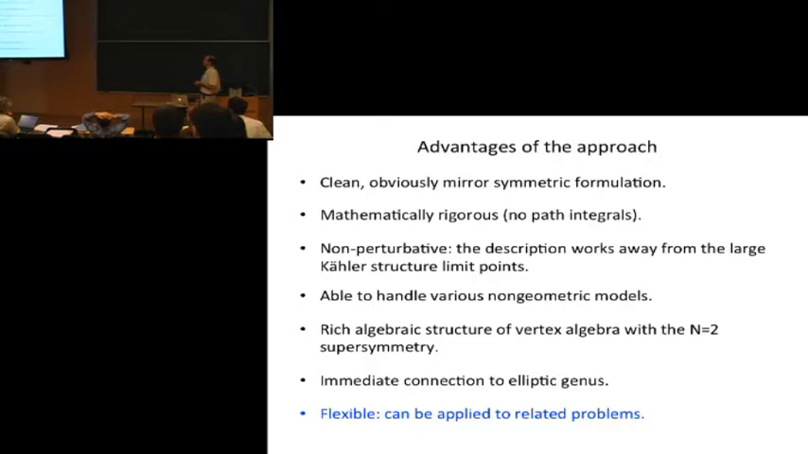Also a rich algebraic structure with N=2 supersymmetry. The elliptic genus is just a graded dimension of this double graded algebra, so it's immediate. Now, in the last year or two, I can see that it can be applied to related problems. And those are the recent developments, which I'm going to talk about now.